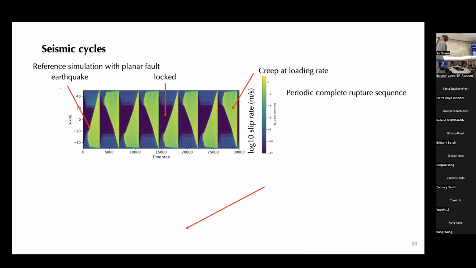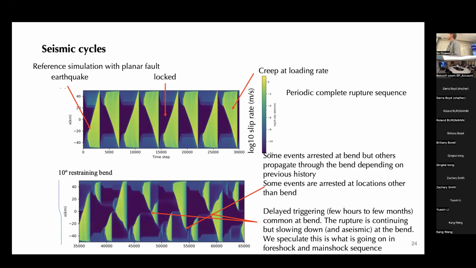So for the seismic cycle, in this plot I'm showing the slip rate on the fault as a function of time and space, a space-time plot of slip rate. You can see that there are periodic complete ruptures of the fault system. This earthquake nucleates here and propagates upward, then breaks the total segment of the fault. In this reference simulation, there are no partial ruptures. All ruptures are complete ruptures.